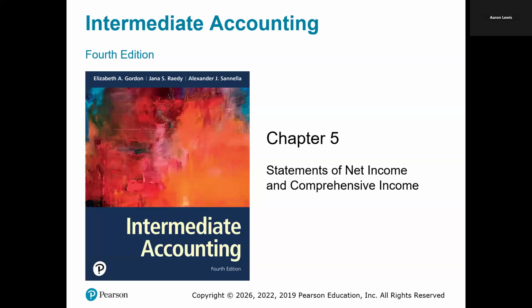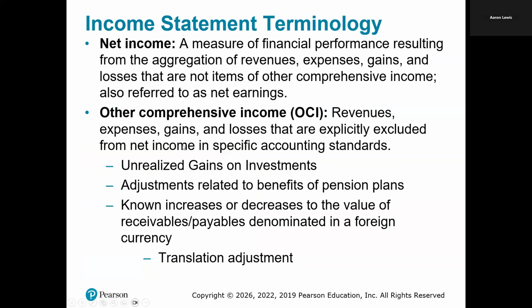In chapter five, we're going to be talking about the statement of comprehensive income mostly, which is just an extension of your traditional statement of net income. So, what goes into net income? It's all of the revenues, expenses, realized gains and losses that you had during the period, all of the things that increased your profitability, all of the things that decreased your profitability that actually happened. Gives you your company's bottom line net income.